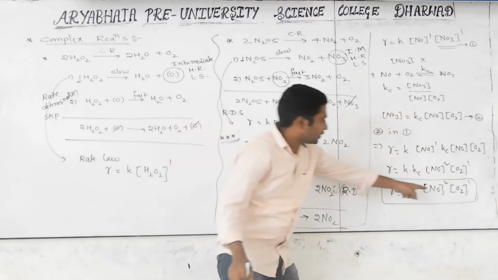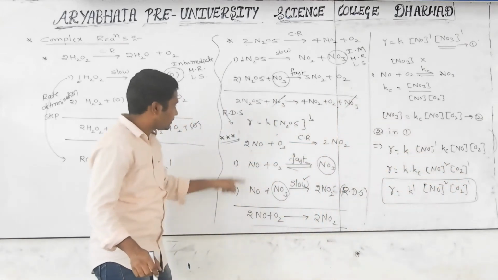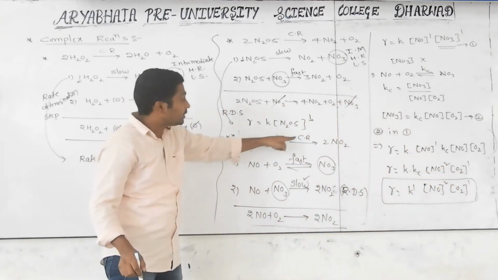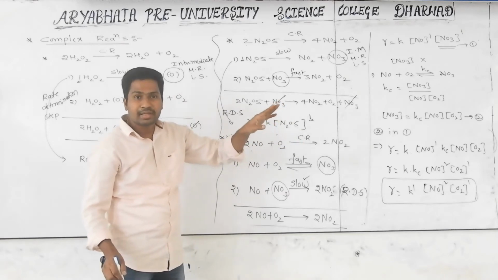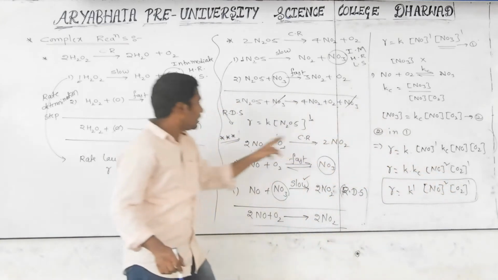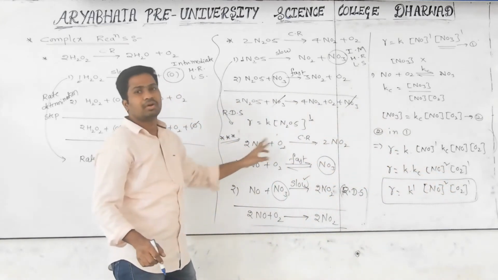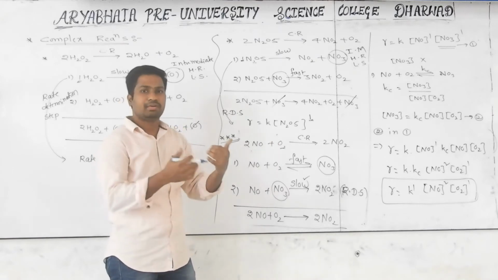Here, we observe very carefully. In the rate equation, the powers of the reactants are equal to the coefficients of the reactants, even though it is a complex reaction. That's why we said that in a complex reaction, the powers of the reactants may or may not be equal to the coefficients. It's not compulsory; they may be equal or may not be equal.